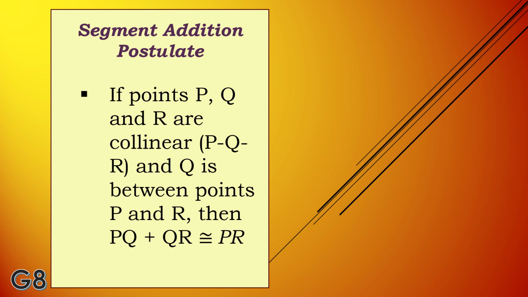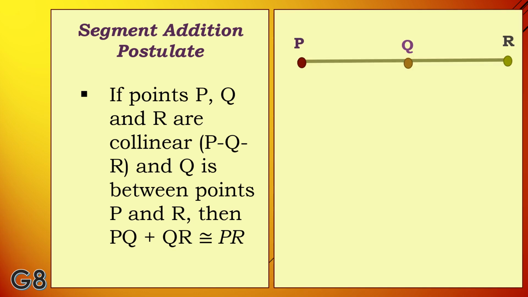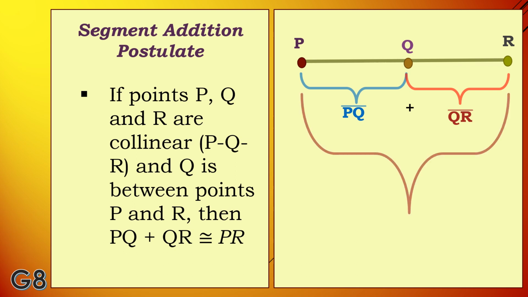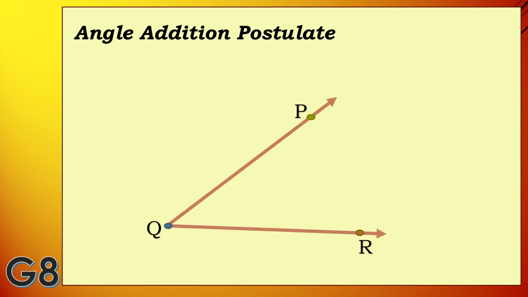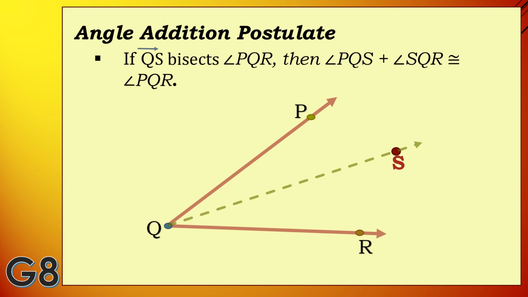Segment addition postulate. If points P, Q, and R are collinear points, and Q is between points P and R, then line segment PQ plus line segment QR is congruent to line segment PR. Next, we have the angle addition postulate. In this figure, if ray QS bisects angle PQR, then angle PQS plus angle SQR is congruent to angle PQR.